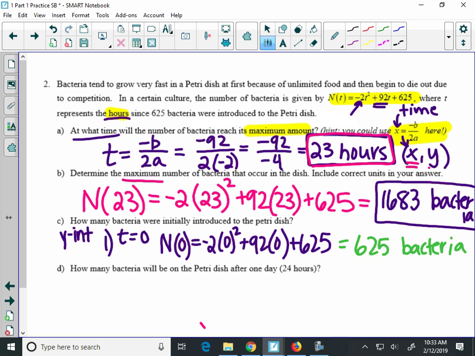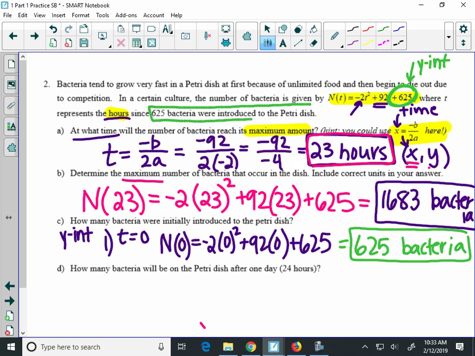So that is the number of bacteria that you start with. Now the second way to do this problem is to remember what we talked about in the notes in the last column. The constant on the end of standard form is the y-intercept, which is also called your starting value. So that 625 is how many bacteria you start with, and you could read the sentence here. It says you start with 625 bacteria.